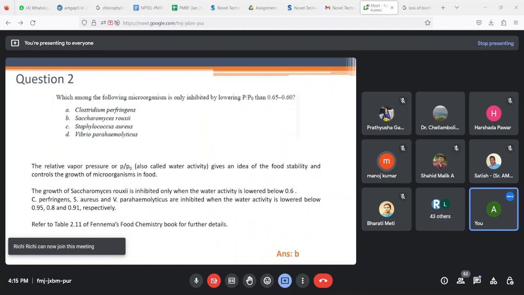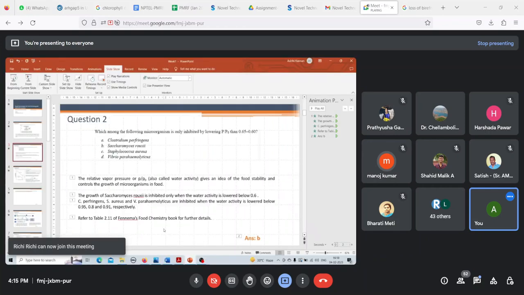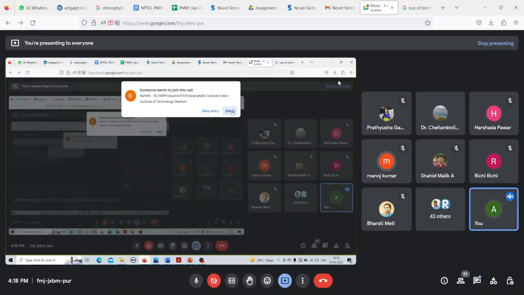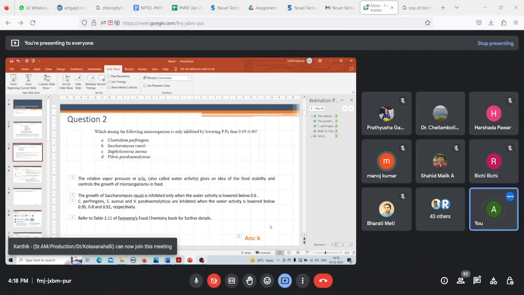So microorganisms can survive only when a certain water activity is present inside the food, because all organisms require water to survive. Only when you completely remove the water will you be able to inhibit its growth. Is this point clear as to how water activity is related to growth of microorganisms?